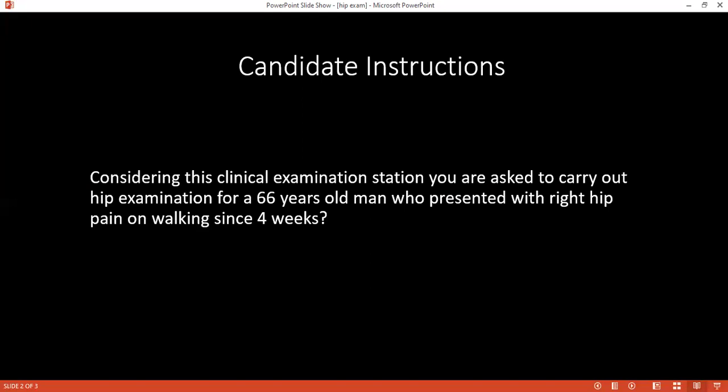What would you do to complete your examination? You told me you'll do the knee and spine examination. What else would you do? The neurovascular examination of the lower leg. Yes, yes. Very good.